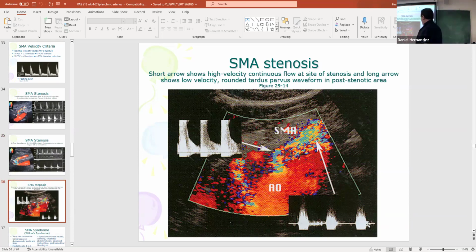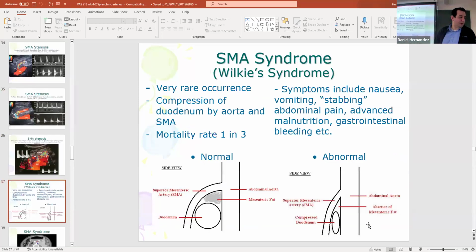So the color on this is terrible, it's all bleeding out, but they're just trying to demonstrate again turbulent flow within the vessel. This is a very rare occurrence, where it's called SMA syndrome. So we get compression of the duodenum by the aorta and SMA.